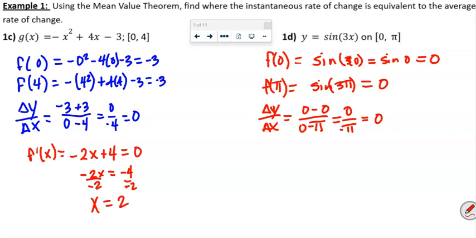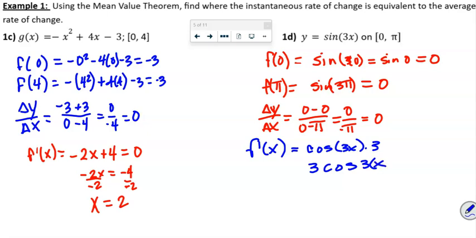So now, this is the tricky part. We're going to do the derivative of the function. And that's going to give us the derivative of sine is cosine. So the cosine of 3x. And then we're going to take the derivative of the 3x. That's the chain rule, right? So this is going to be 3 cosine of 3x, right? Okay. So now we're going to set that equal to 0.